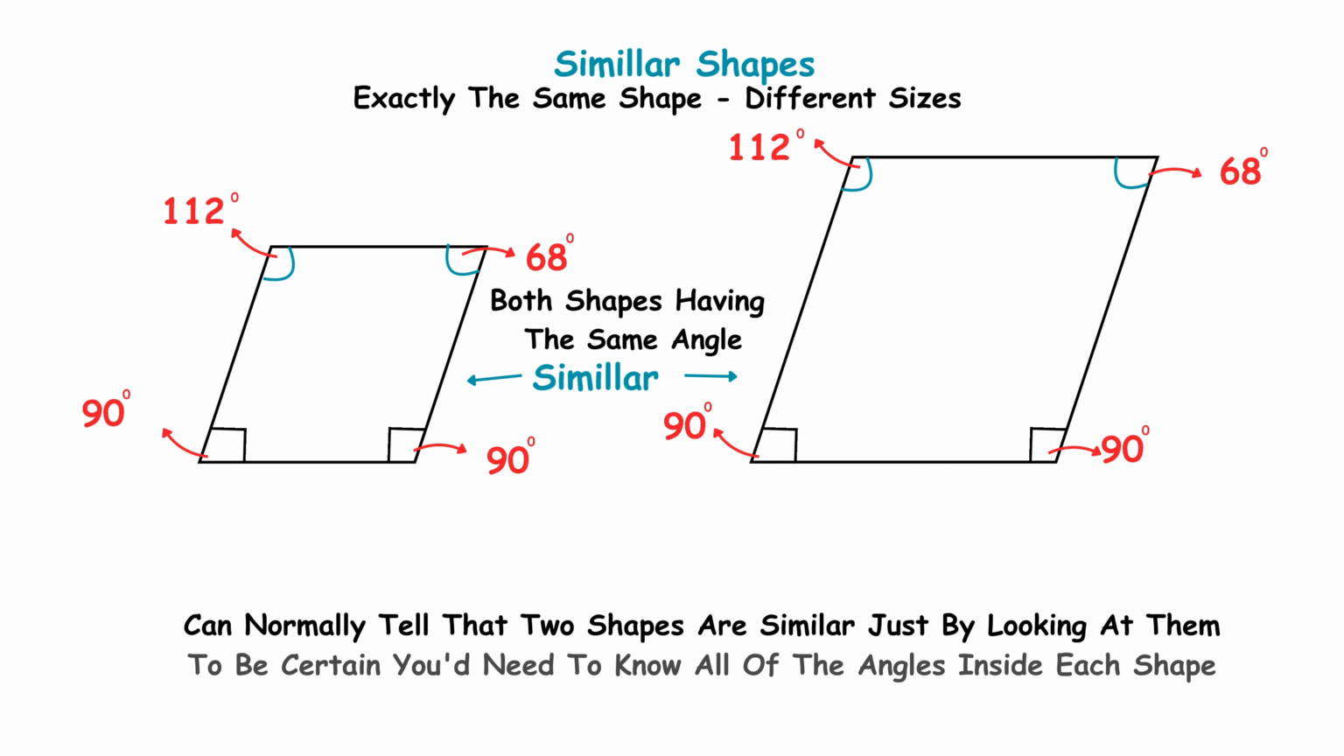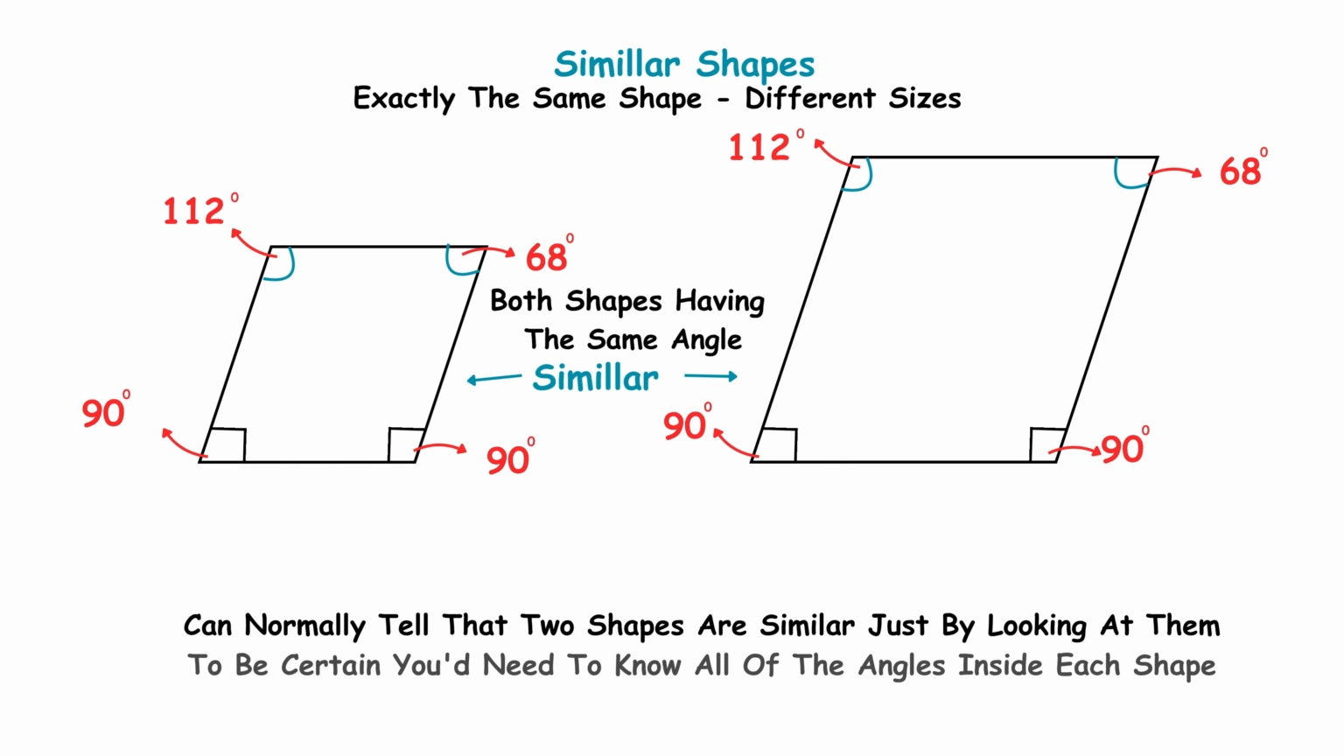But to be completely certain that two shapes are similar, you would need to verify that all of the corresponding angles within each shape are exactly the same. For example, when we fill in all the angles in both shapes, we can clearly see that each shape has identical angle measurements, and this confirms with certainty that the two shapes are indeed similar, even though their sizes differ.